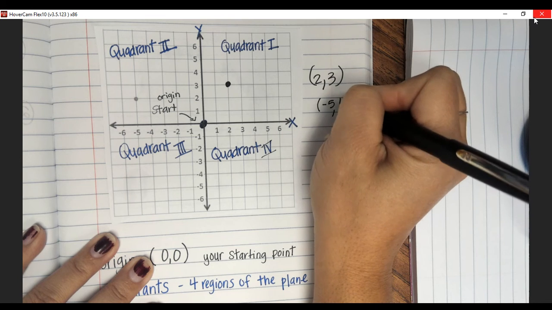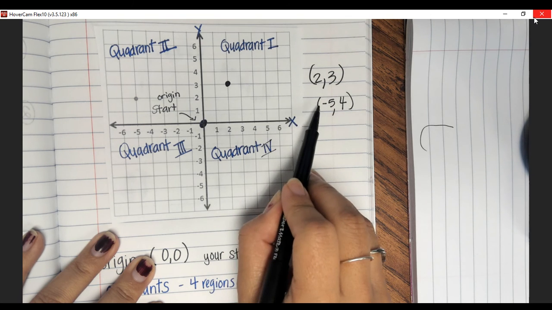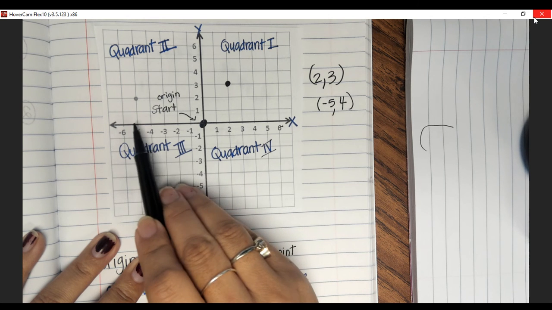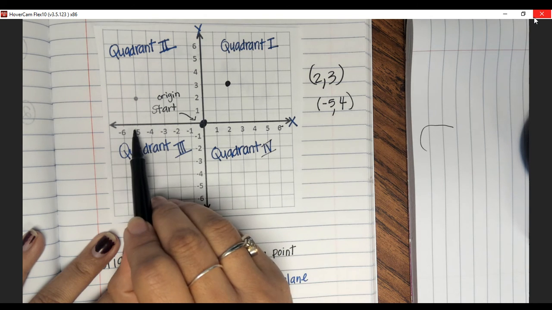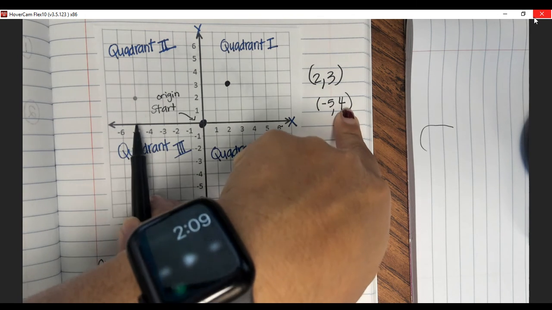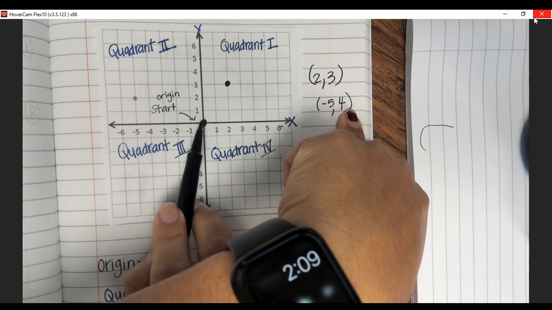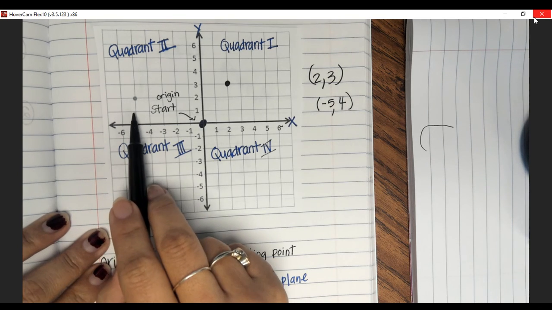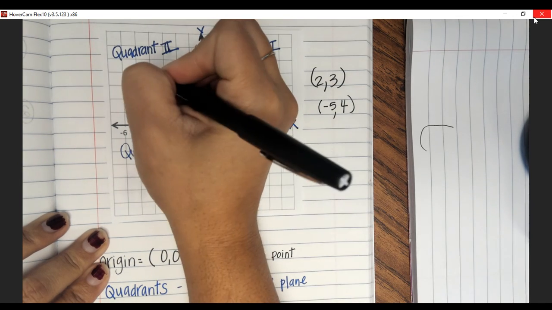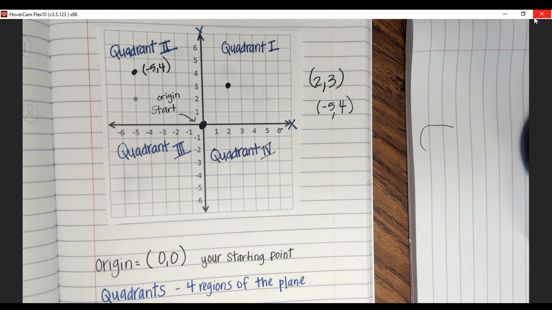(-5, 4). I always start at my origin right here. Now look, my x is negative. So if my x is negative, that means I'm going to go to the negative side. So I'm going to go to -5. And then 4 is a positive number, so that means I'm going to go up because going up is positive. If I went below, that's going to be negative. So -5, and then I'm going to go to 4. 1, 2, 3, 4. And I have graphed (-5, 4). And that's what we're going to be working on today.